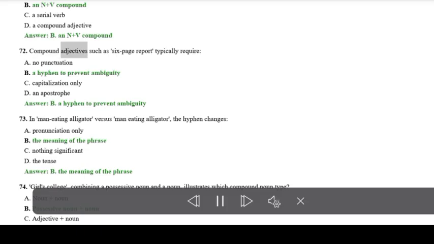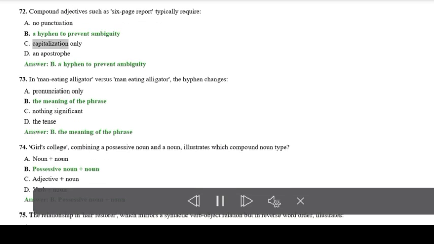72. Compound adjectives such as six-page report typically require A. No punctuation. B. The hyphen to prevent ambiguity. C. Capitalization only. D. An apostrophe. Answer, B. A hyphen to prevent ambiguity.